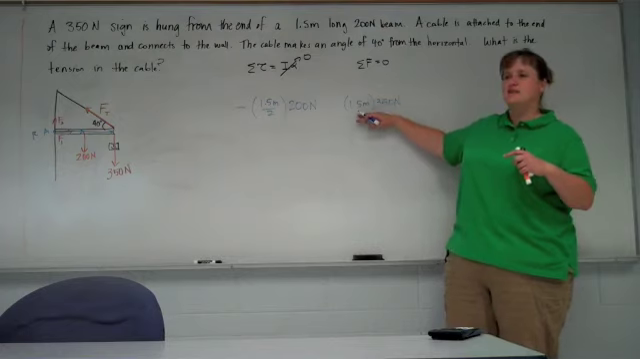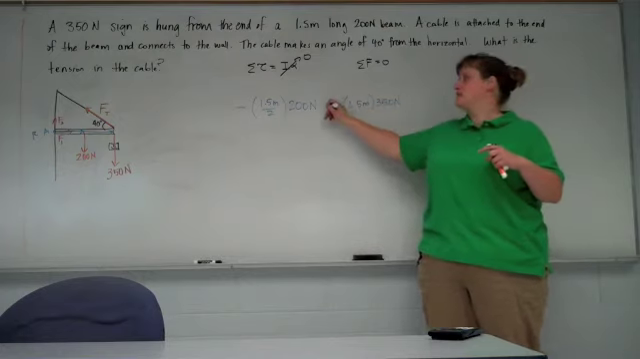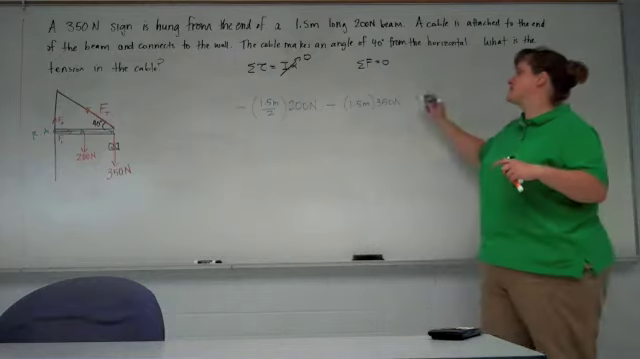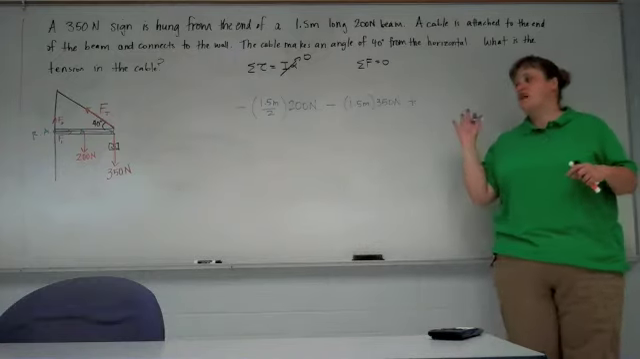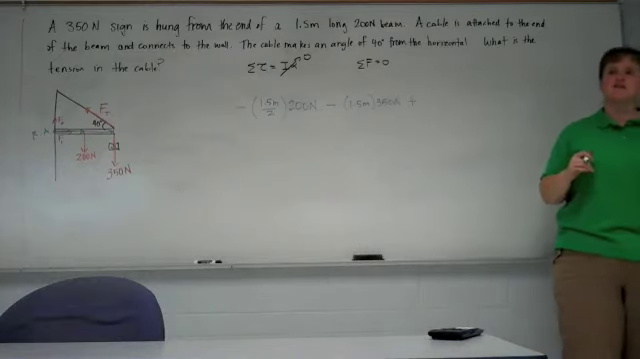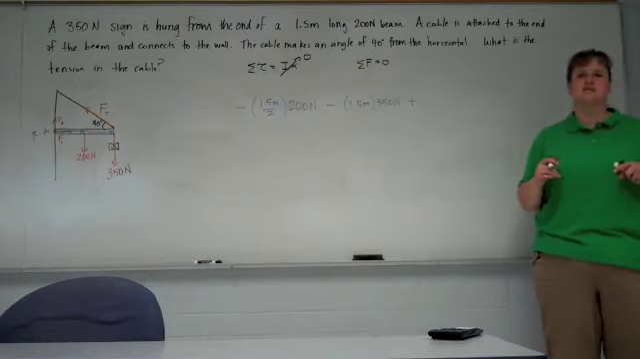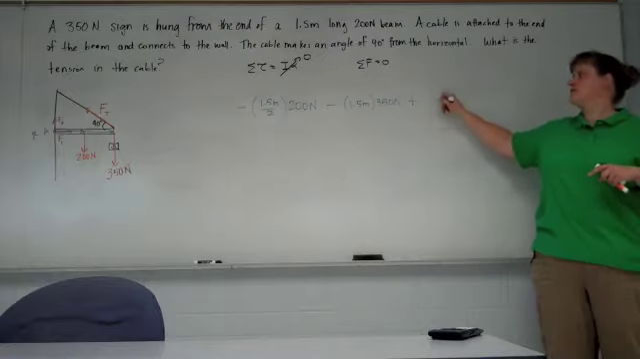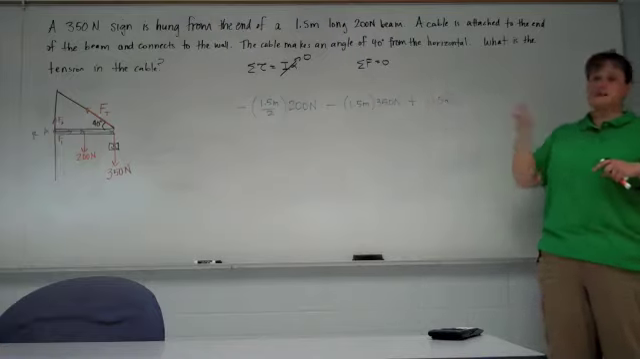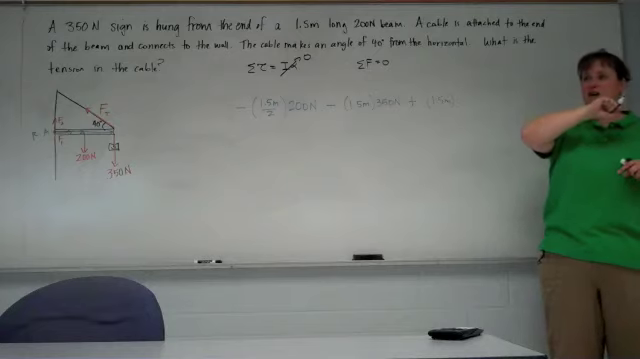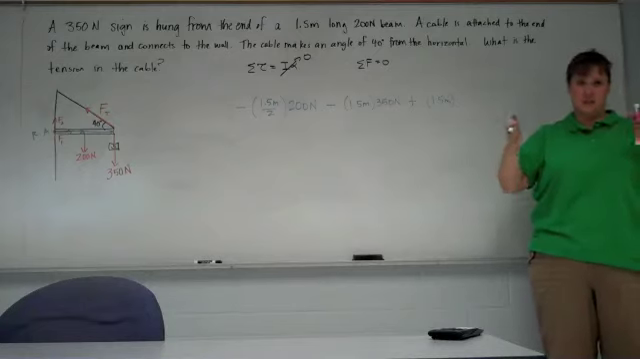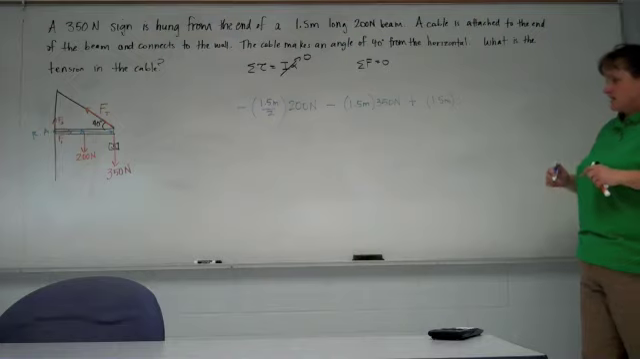Will this one be positive or negative? Also negative. Force of tension. That one's going to make it rotate counterclockwise, so that'll be positive. How long's the lever arm for the force of tension? 1.5 meters. Force of tension is pulling on the end of the beam, so it's 1.5 meters away.